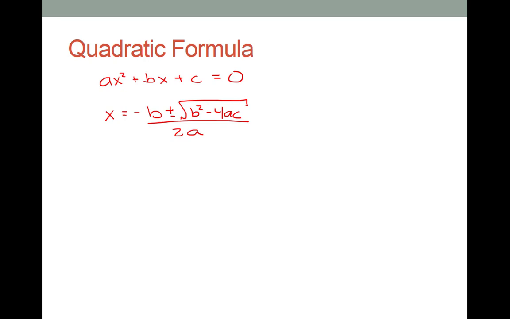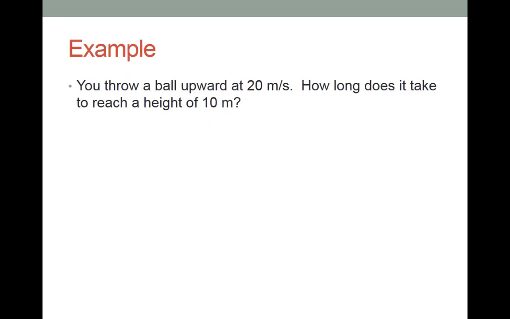So without further ado, we're going to throw a ball upward at 20 meters per second. And we want to know how long does it take to reach a height of 10 meters. So drawing our picture. At the bottom, we're moving upward at 20 meters per second. I'm going to let that be my zero point again. I'm going to let up be positive. Acceleration is again g downward. And sometime later, I know I'm now at a height of 10 meters.